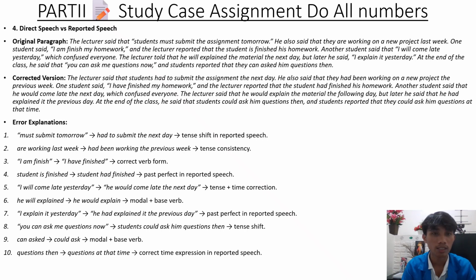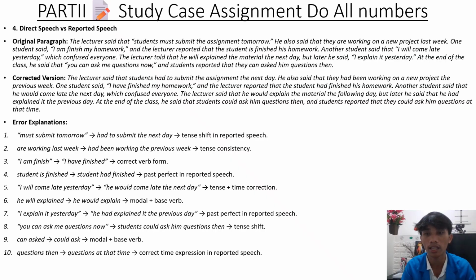Number 4, direct speech versus reported speech. Original paragraph. The lecturer said that students must submit the assignment tomorrow. He also said that they are working on a new project last week. One student said, I'm finished my homework, and the lecturer reported that the student is finished his homework.